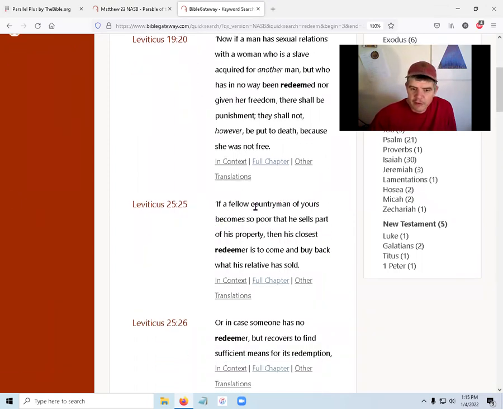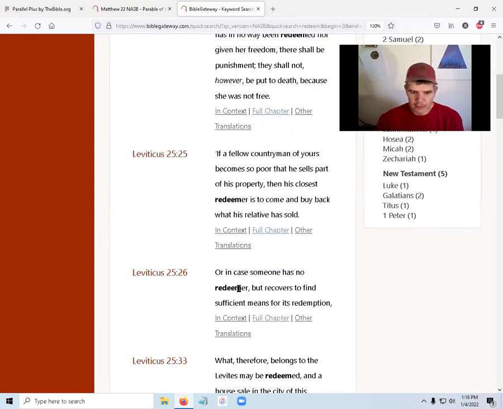If a fellow countryman of yours becomes so poor that he sells part of his property, now this is property, Ruth is not property, she's a woman, then his closest redeemer is to come and buy back what his relative has sold. The closest redeemer, so Ruth is not a piece of property. She's not land. Here it's talking about land. The closest relative will come and buy back the land. Or in case someone has no redeemer, but recovers, what if they have no redeemer? What if they recover to find sufficient means for its redemption? So they'd probably be able to get it back.